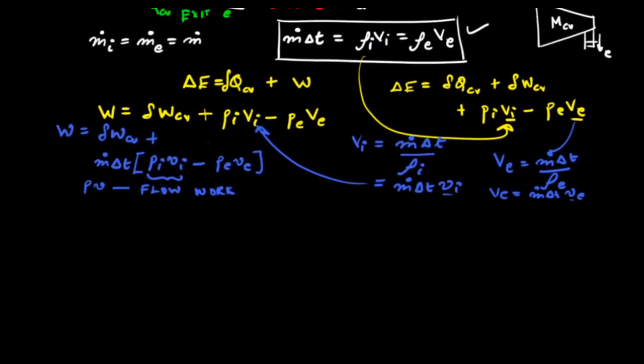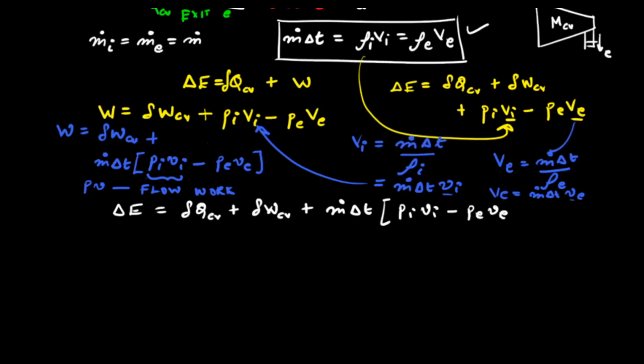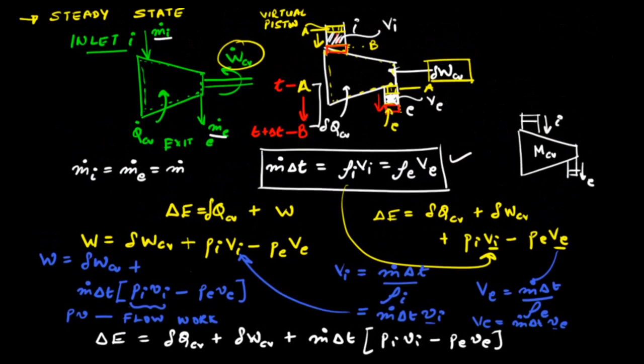Finally, now we can write the first law as delta E is equal to delta QCV plus the work done on the control volume, for example by rotating the shaft, plus these flow work terms, m dot delta t, PI VI corresponding to the inlet, minus the flow work corresponding to the exit. And what is delta E? To calculate delta E, note that again we have the energy within this control volume, but this energy remains the same as we transform the system from state A to state B, and that's because we are operating in steady state.